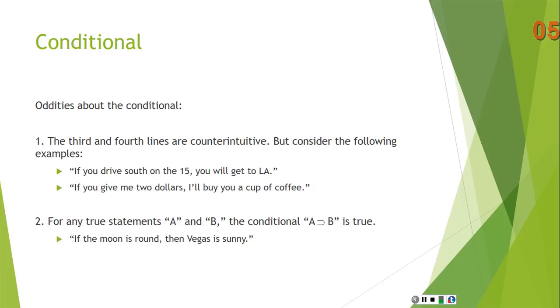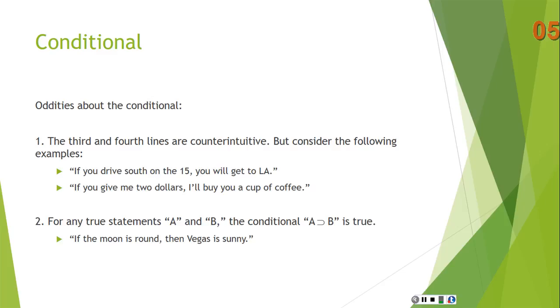If you give me $2, I'll buy you a cup of coffee. Tell me when I've lied to you. Suppose you give me $2 and I go out and buy you a cup of coffee. Did I lie to you? No, I didn't. That's our first possibility: true antecedent, true consequent.